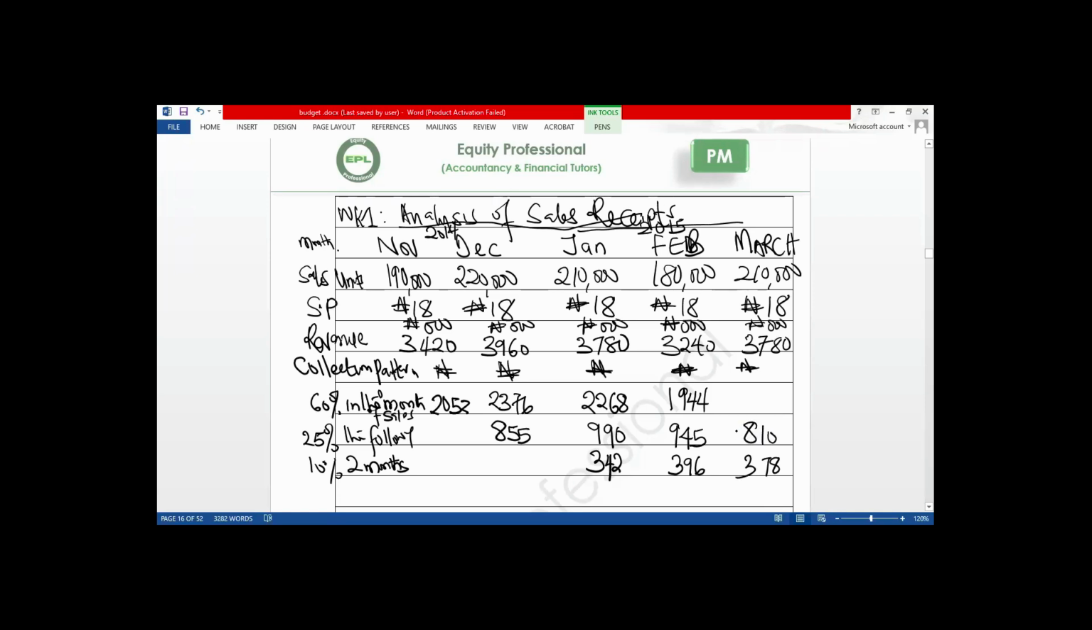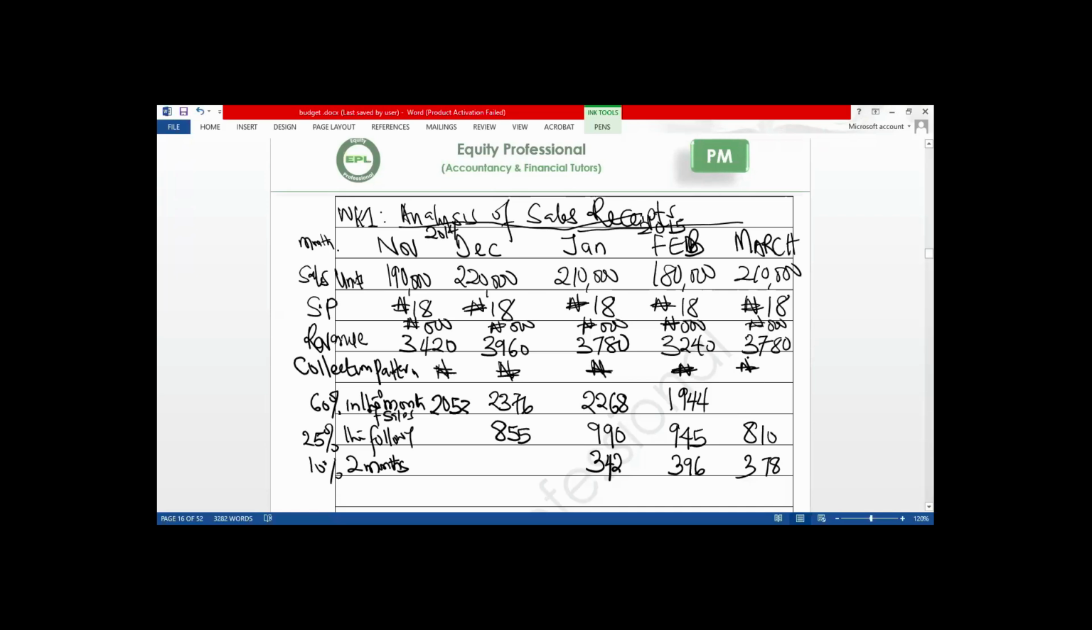10% to be collected 2 months later. That will go to where? April. We are not interested in April budget, so you are going to ignore it.